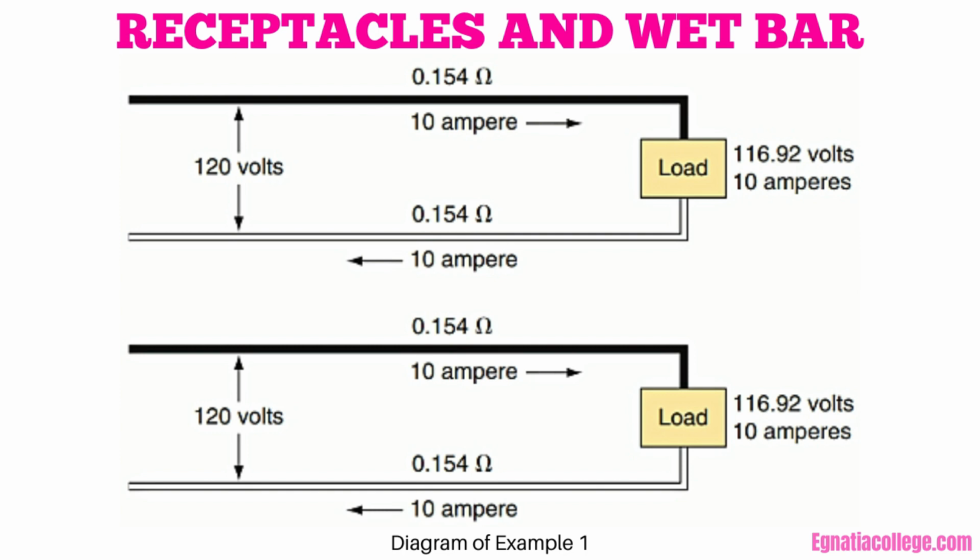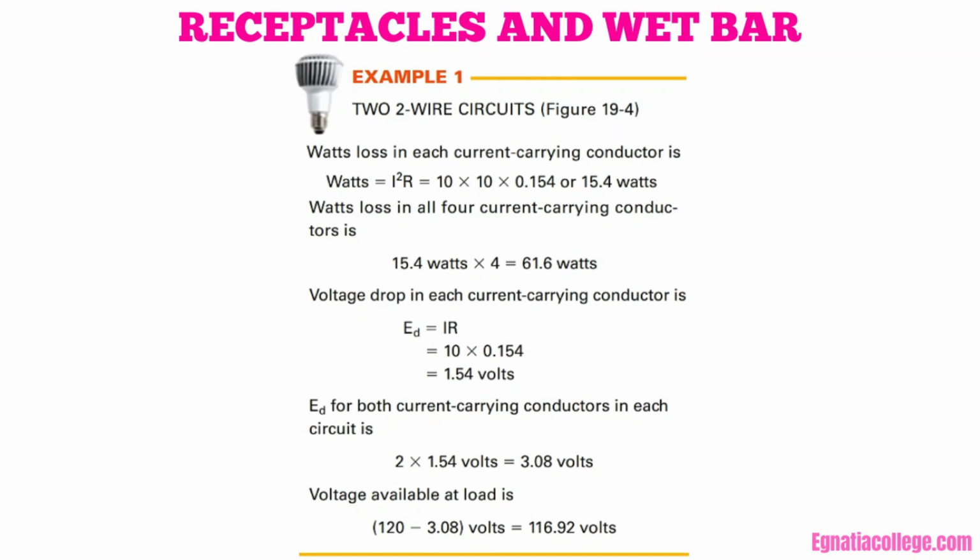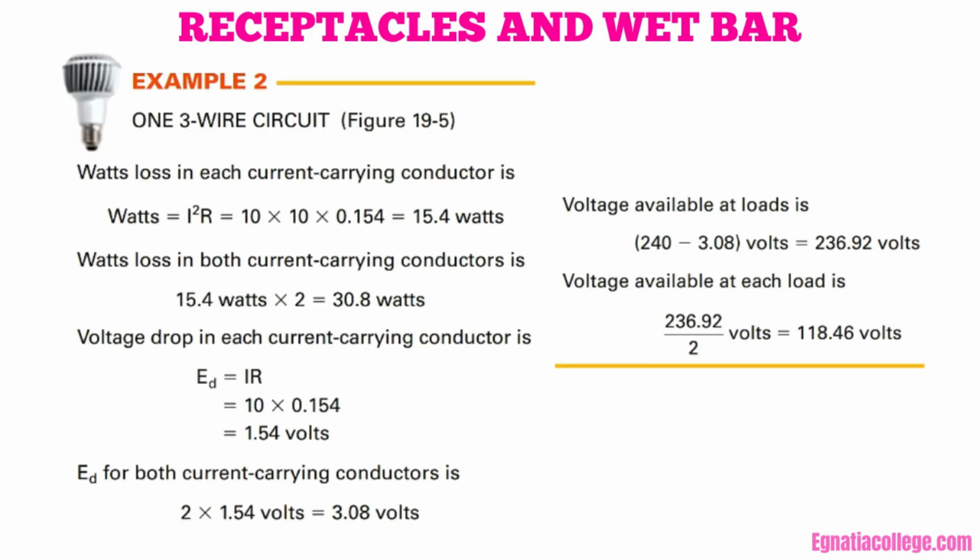This results in less voltage drop and watts loss for a 3-wire circuit compared to similar loads connected to 2 separate 2-wire circuits. These figures illustrate the benefits of a multi-wire circuit for watts loss and voltage drop. The example is a purely resistive circuit with equal loads. Example 1 illustrates calculations of voltage available at load. Example 2 illustrates calculations of voltage available at each load.